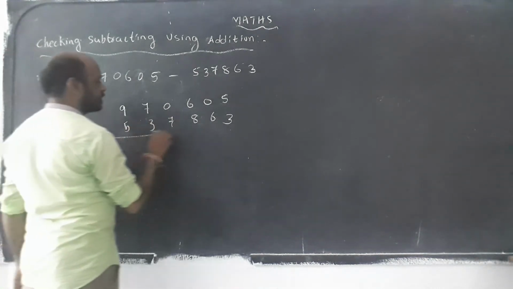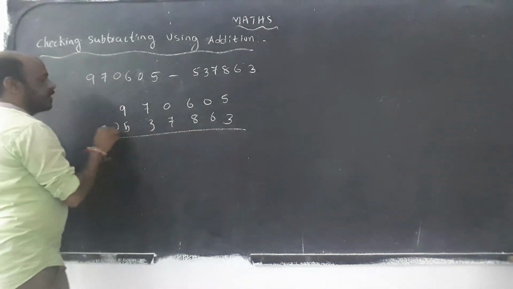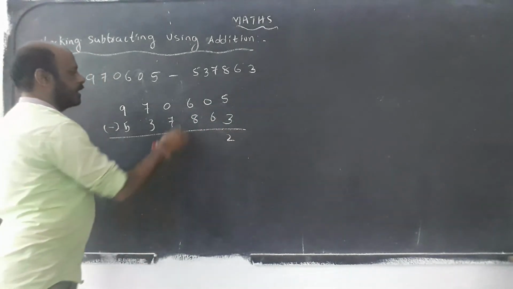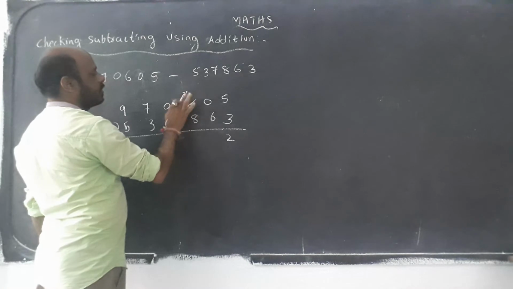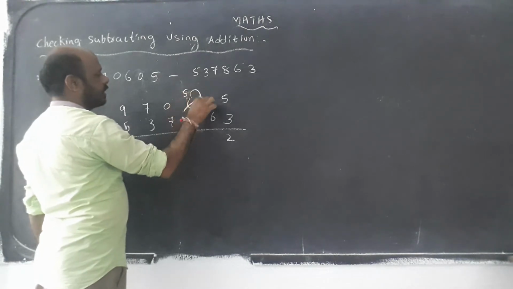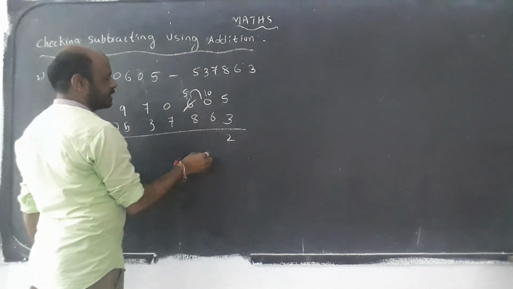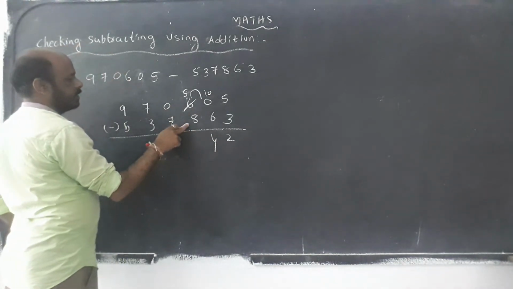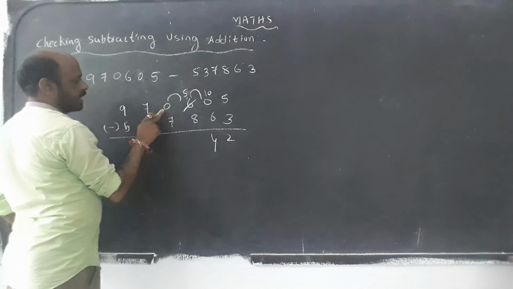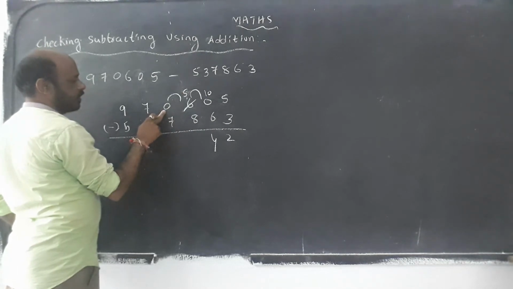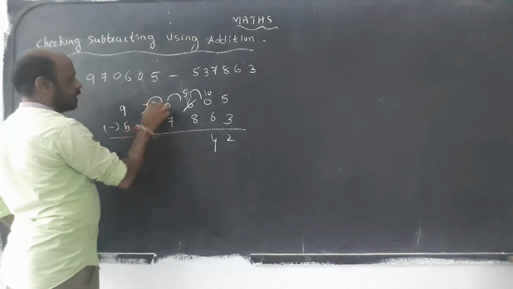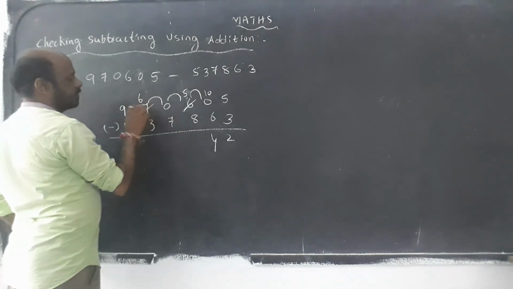We have to apply the difference first. 5 minus 3 is 2. From 0, 6 can't be taken, so take a borrow from the number before. 6 becomes 5, then 0 becomes 10, 10 minus 6 is 4. Then we can't remove 8 from 5, so take a borrow. Here 0 has no value, we can't take a borrow from 0, so we take from the number before, 7 becomes 6.